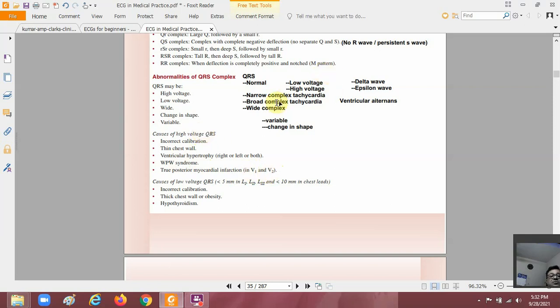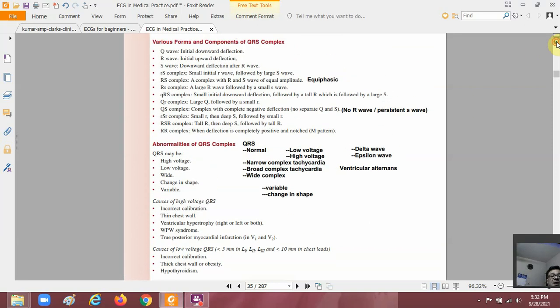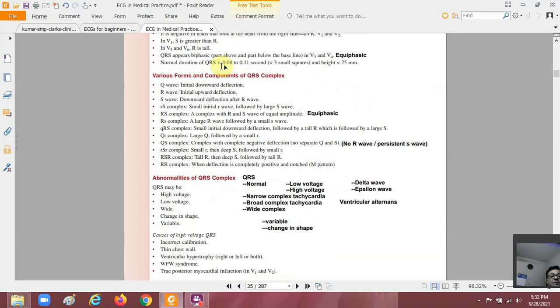Now we go to the narrow complex. What is a narrow complex? Let's see the normal duration of the QRS complex: 0.08 to 0.10 second. If it is less than 0.06 second, it is called a narrow complex. If it is more than 0.12 second, it is a broad complex, or wide QRS complex.